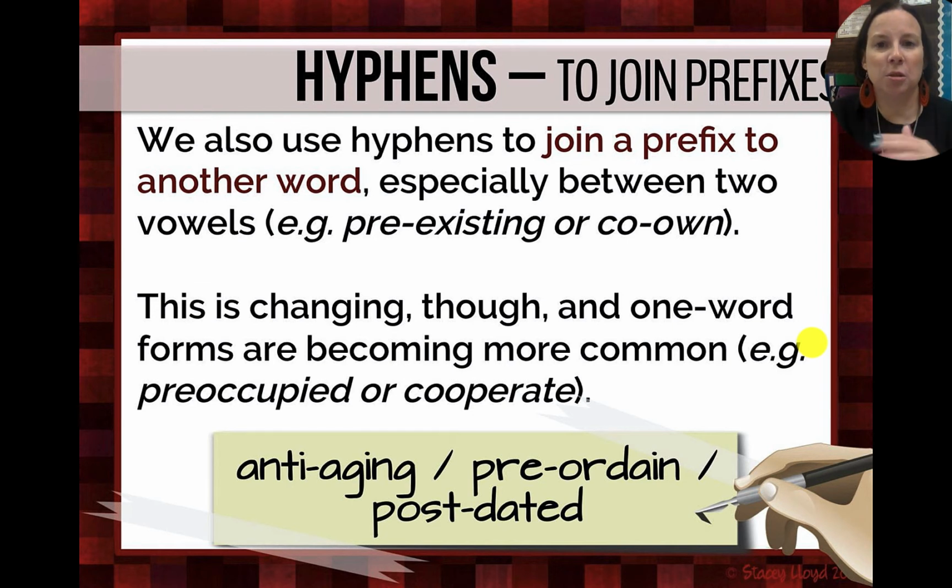We also use it to join prefixes, okay? Especially between 2 vowels. So if you look, when you have like anti-aging, since anti ends with an I and aging starts with an A, a hyphen goes there, okay? Sometimes they are used so often that they become one. So preoccupied and cooperate, those used to have hyphens after the prefix. They just don't anymore. So language is constantly evolving.